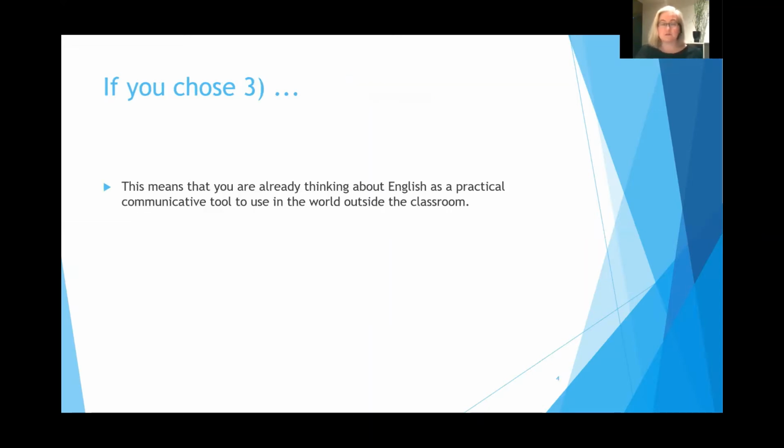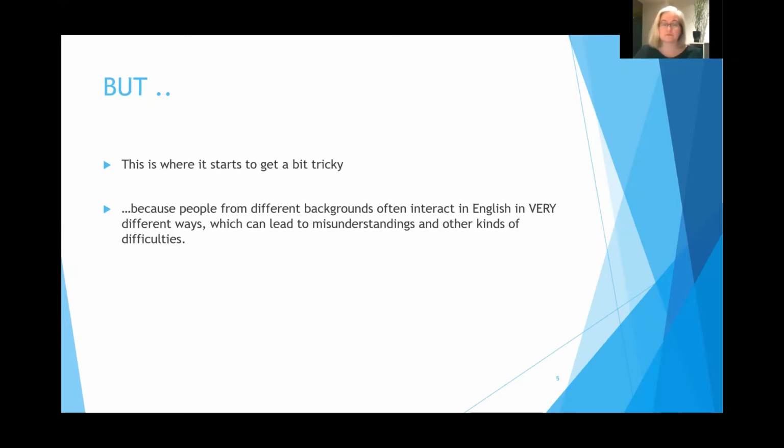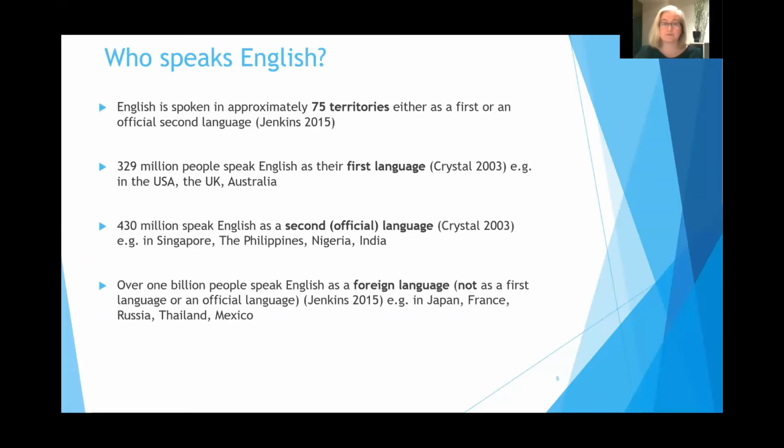But if you chose number 3, this means that you're already thinking about using English as a practical communication tool, in order to use English in the world outside the classroom. However, when we start thinking about what it means to use English in the real world, this is where things start to get a little bit tricky. That's because people from different backgrounds often interact in English in very different ways, which can sometimes lead to misunderstandings and other kinds of difficulties.